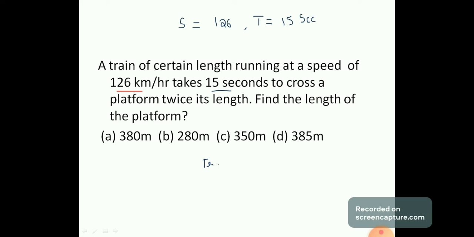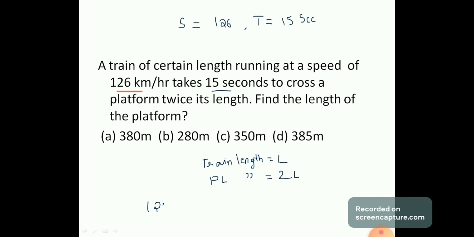This is the case where speed of the train equals length of train plus length of platform, that is train versus stationary object of certain length. Train length is not given, so we can take it as L meter. The platform length is twice the length of the train, so if the length of train is L, then platform length is 2L.